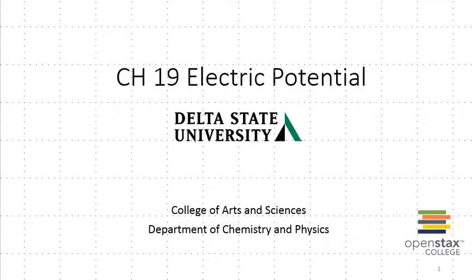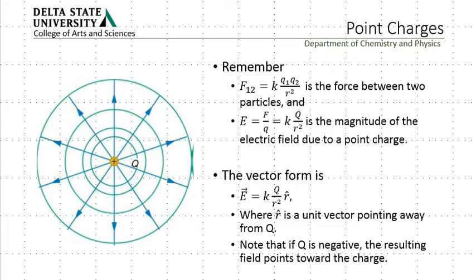Welcome to part 2 of chapter 19. Now we're going to talk about a couple of different things. One, we're going to talk about electric field lines, kind of what they look like, and then look at equipotential lines within that.